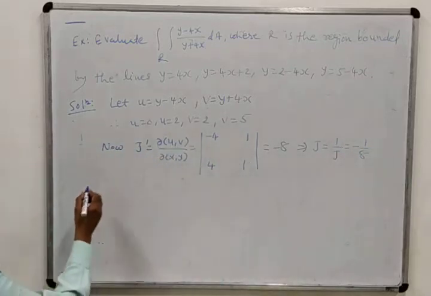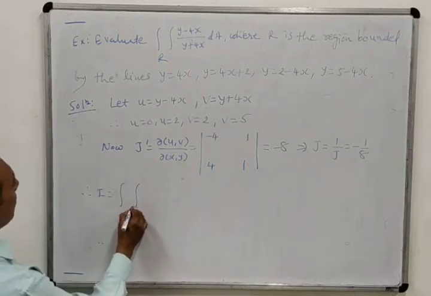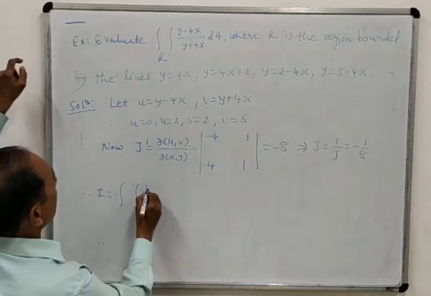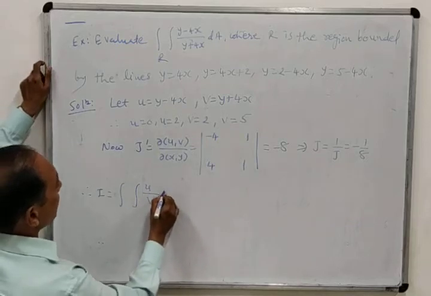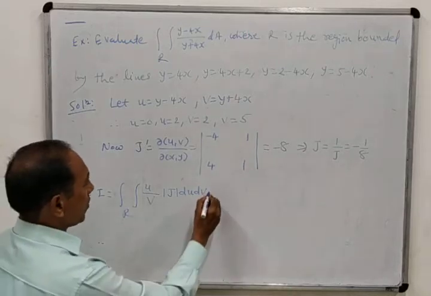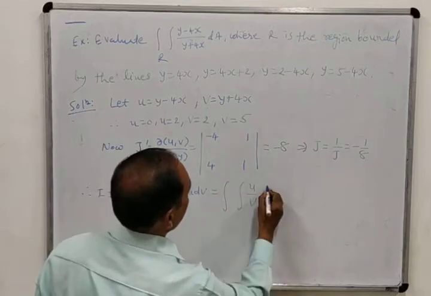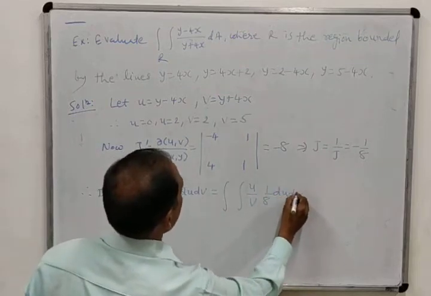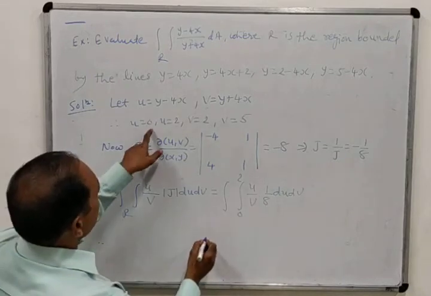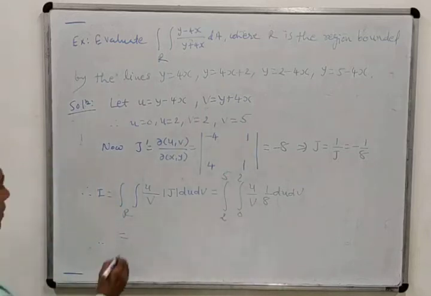Okay, and therefore our problem now will become I equal to double integration of y minus 4x, but y minus 4x is u, and y plus 4x is v, and it is modulus j du dv over r. Therefore we will have double integration u upon v times modulus j, that means 1 upon 8, du dv, and here u has the limit 0 to 2, and v has the limit 2 to 5. Okay, so 1 upon 8 we will take outside.